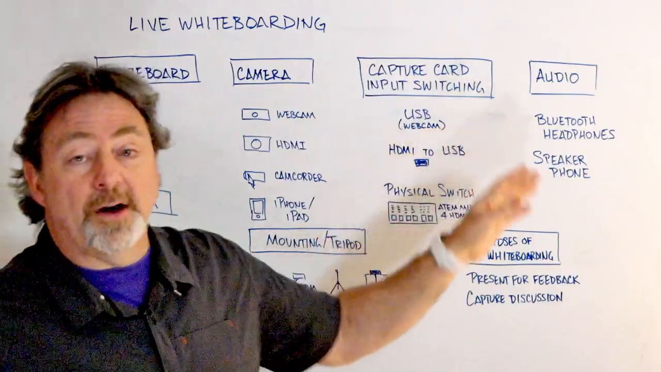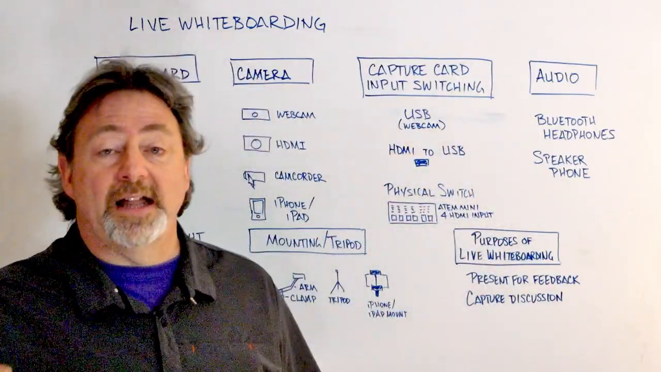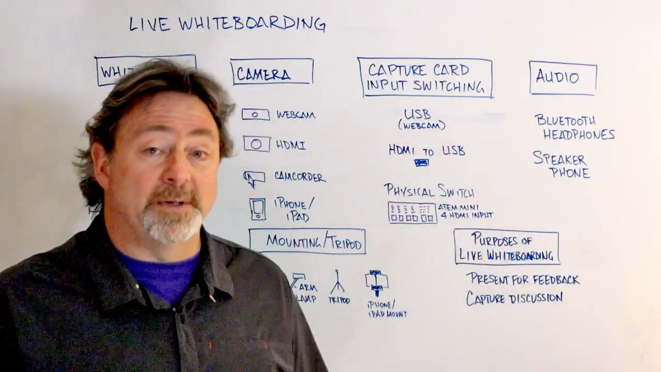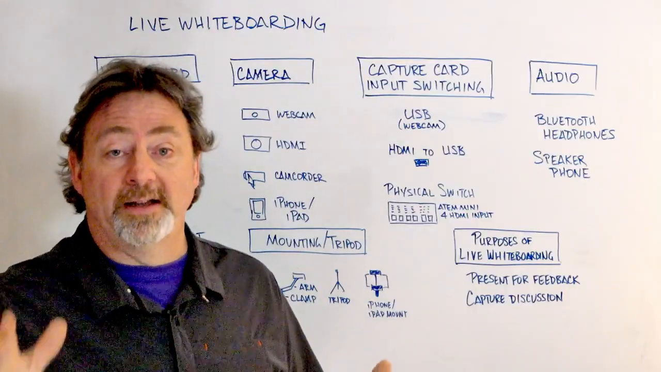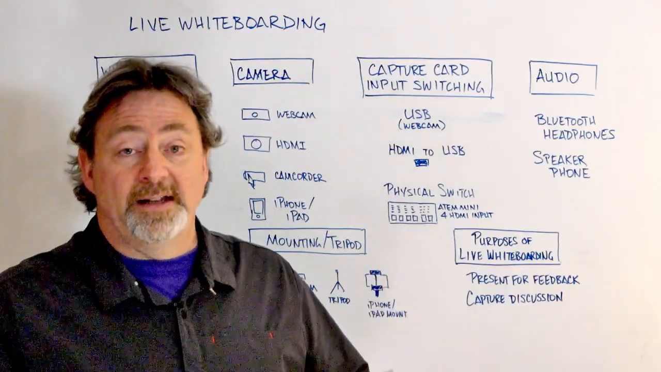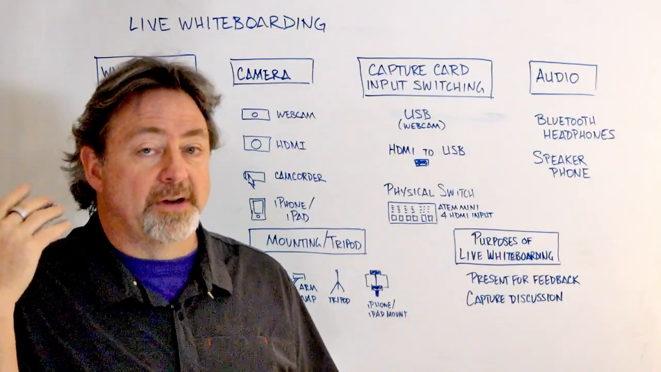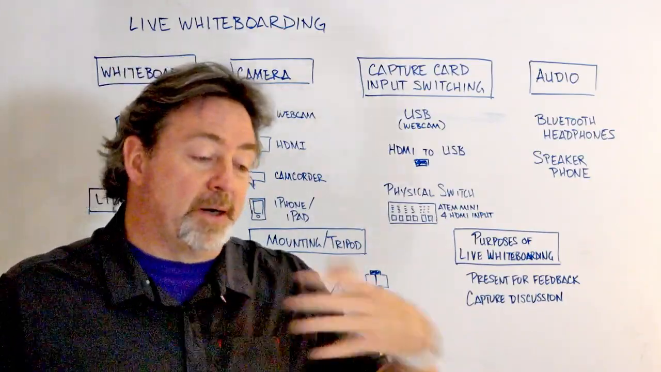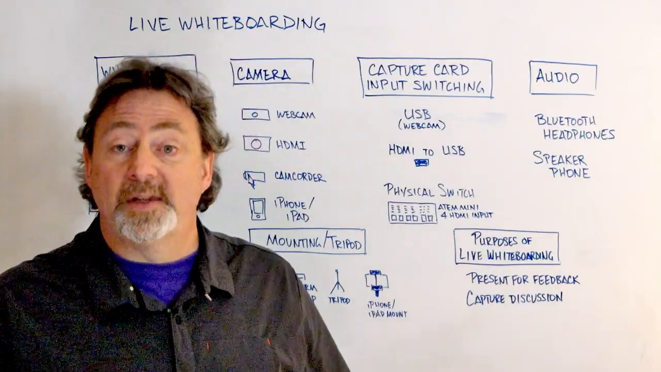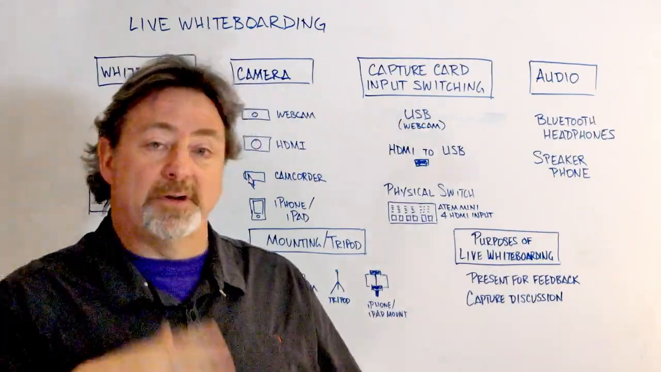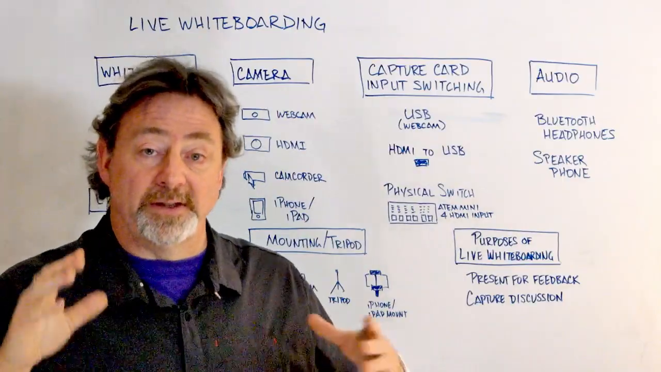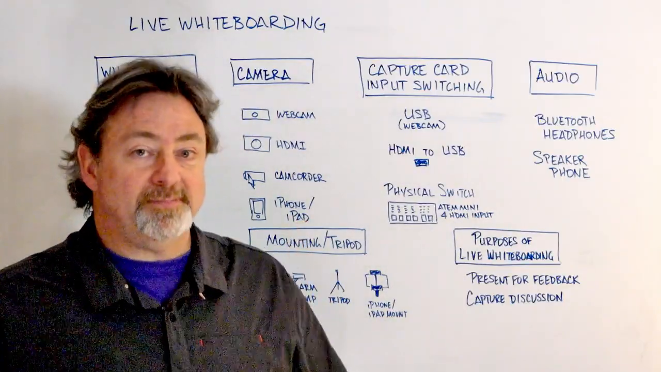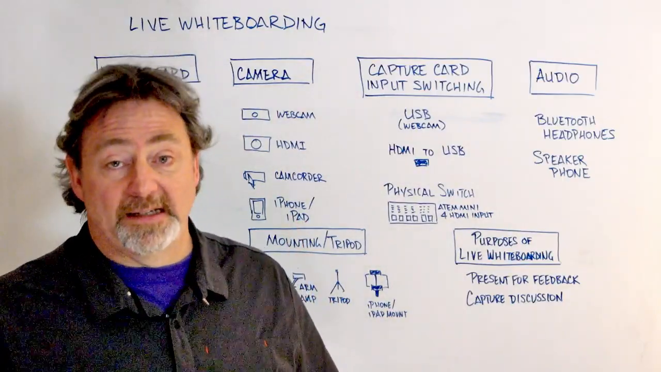Now your audio can get, there's a lot of variations with audio, and it's incredibly important for live whiteboarding that you have good audio. Now the easiest thing to do, of course, is to have your headphones, your Bluetooth, if you've got AirPods or Bose or whatever, and you're using those and you've hooked into your computer or into your software that's doing video conference, that's probably the easiest thing.